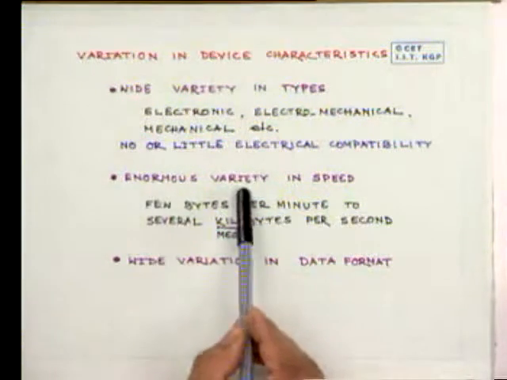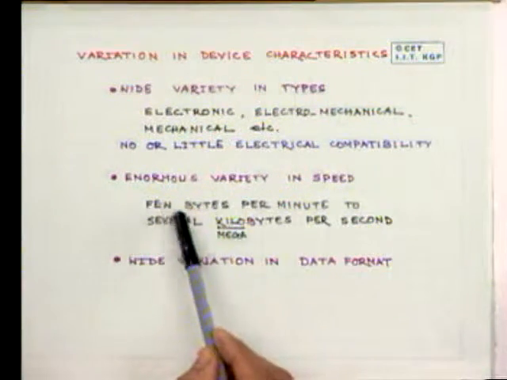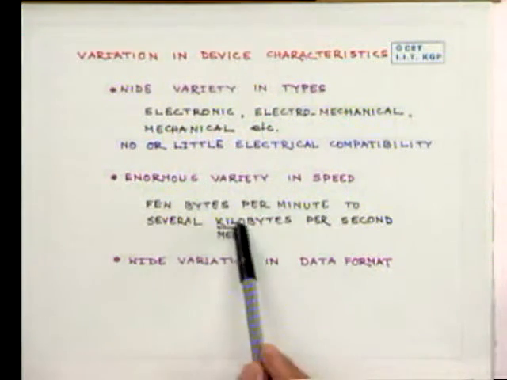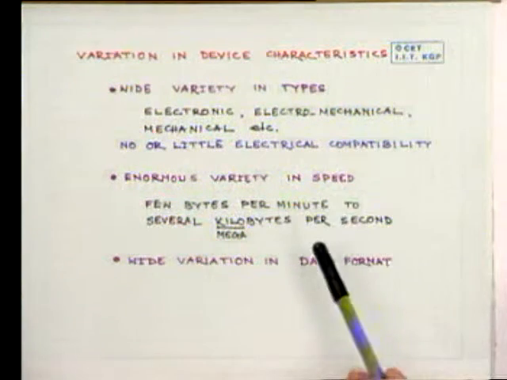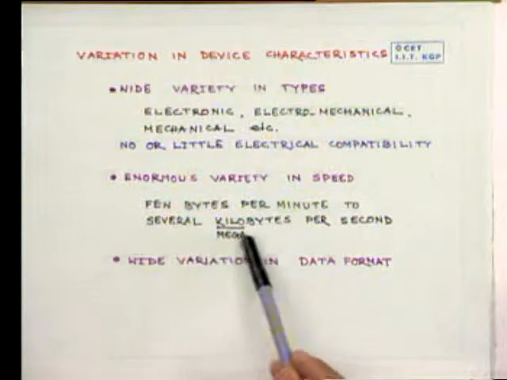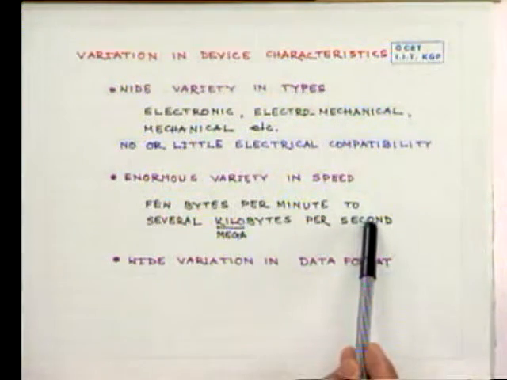There is enormous variety in speed as well. The transfer rate can be from few bytes per minute to several kilo or megabytes per second. So few bytes per minute is in the case of a keyboard, and several kilo or megabytes per second in the case of a secondary storage disk.